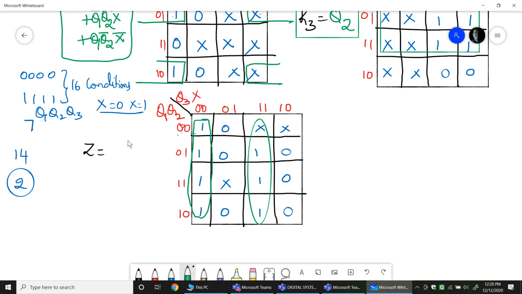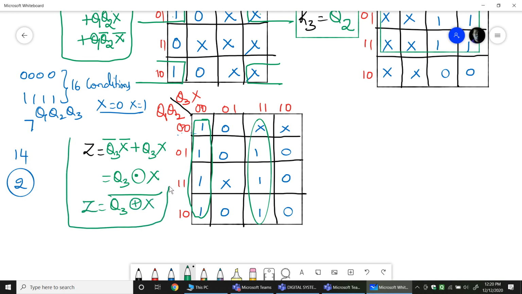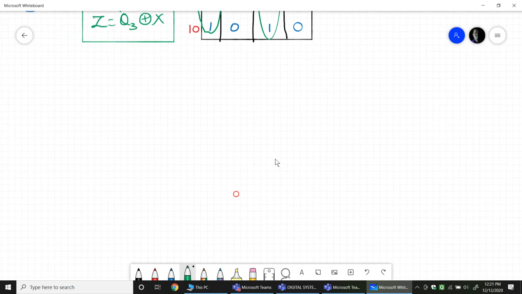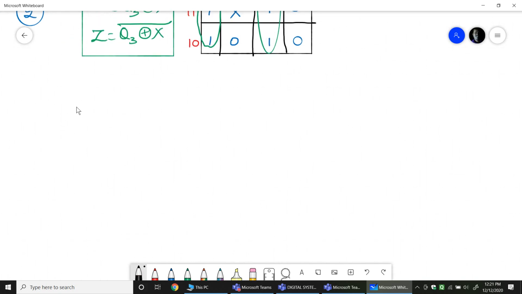Therefore Z will be equal to q3 bar x bar plus q3 x. So I can easily say it is q3 x nor, or q3 x or x the whole bar is what Z we get. We are done with all the expressions now. Our last thing is to write the logic diagram. What would be the logic diagram for this particular sequential circuit, BCD to XS3?